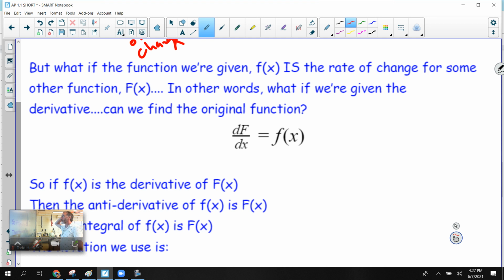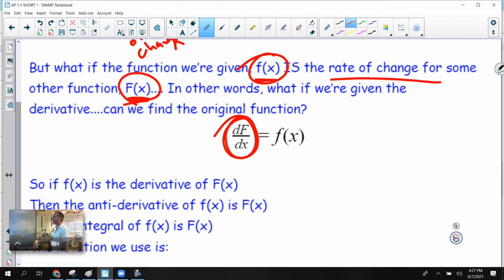All right, so what if the function that we're given, f of x, is the rate of change for some other function, capital F of x? So notice the notation here, and this is the same notation you'll probably get in your calc class, which is why I did it this way. So there's little f of x, and there's capital F of x. We're given this function, little f of x, and little f of x represents the rate of change for capital F of x, okay? So the rate at which capital F changes with respect to x is little f of x. It's kind of like saying capital F prime of x; we've just given it a new name and called it little f of x, okay?